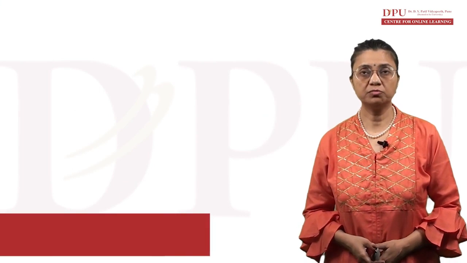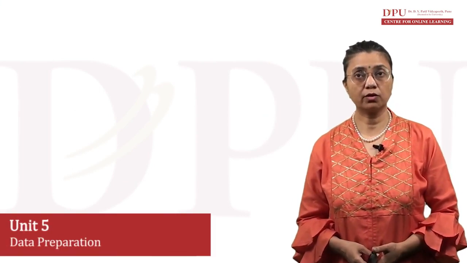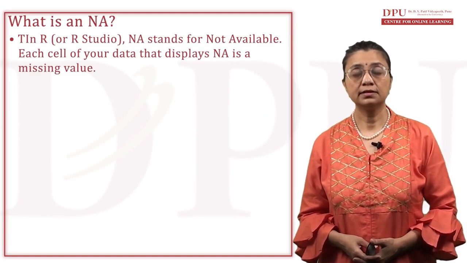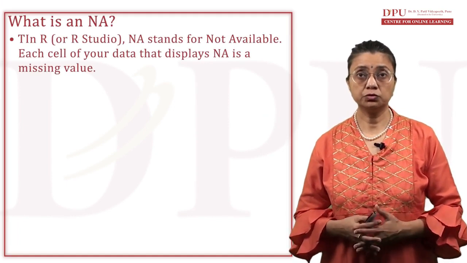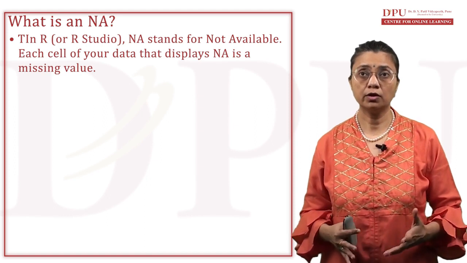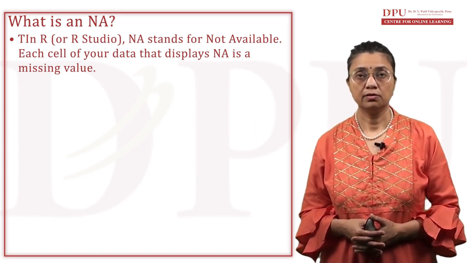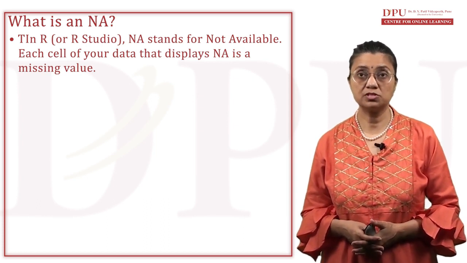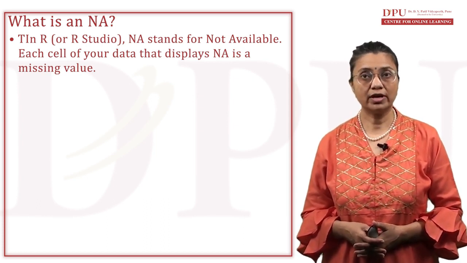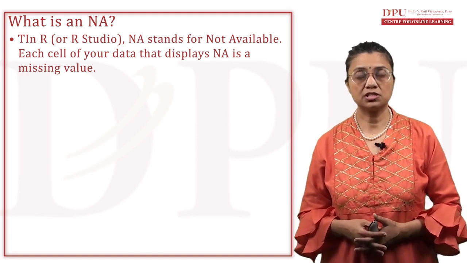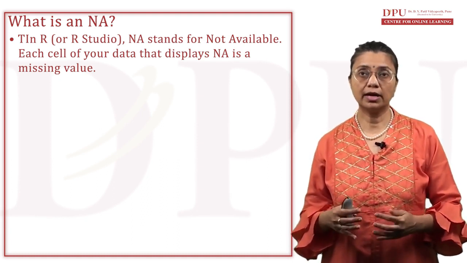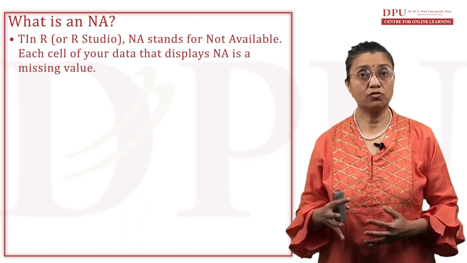Now, when we are talking of missing data, we have to understand the concept of not available in detail. In RStudio, NA stands for not available. Every value which is missing or not available is very crucial. We cannot just ignore that place. We have to think about it: if a value is missing, what should we put over there?